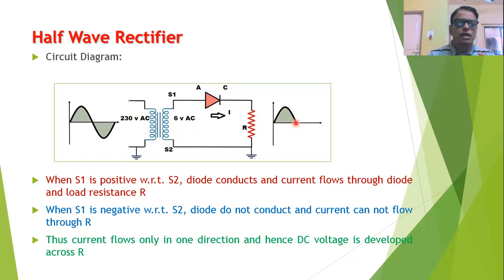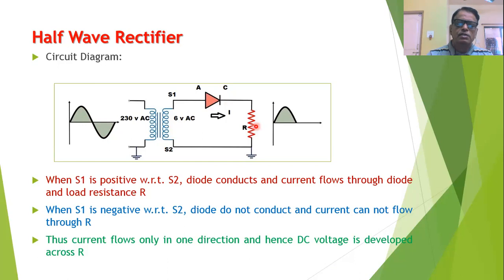Now, in the negative half cycle of the input AC, S1 is negative with respect to S2, and therefore the anode is at a more negative voltage than the cathode. And therefore, this diode will remain in the off condition, or it will be reverse biased. In that case, no current will flow through the diode, and therefore the current will not flow through the resistance R. That is, we will observe that when the full AC input cycle is applied to this circuit, the current will flow only in one direction. For one cycle, only one half cycle is produced at the output. And therefore, current is flowing in only one direction through the resistance R.